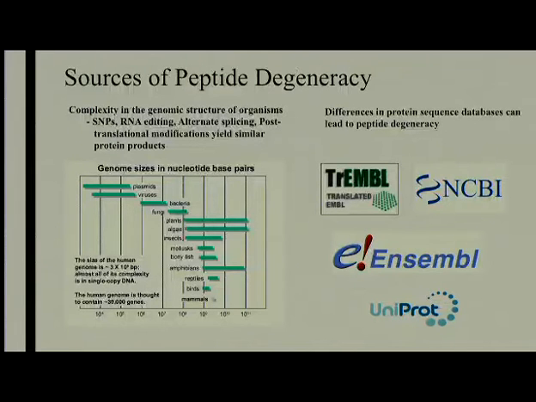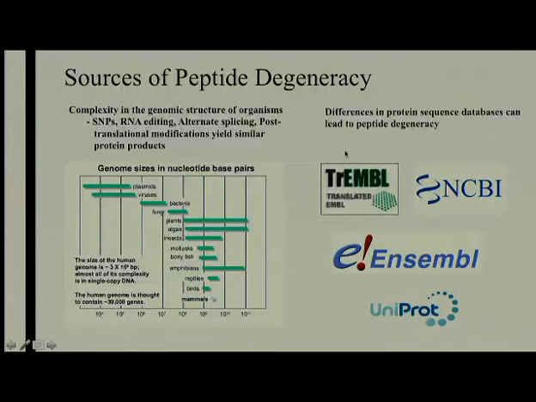So what causes this peptide degeneracy in shotgun proteomics? One major source of peptide degeneracy is the underlying genomic structure of organisms, particularly higher eukaryotic organisms or humans. They undergo modifications such as SNPs, RNA editing, alternate splicing, and other post-translational modifications that can yield similar protein products. Because of that, a peptide can be matched to multiple proteins, and that could cause peptide degeneracy.